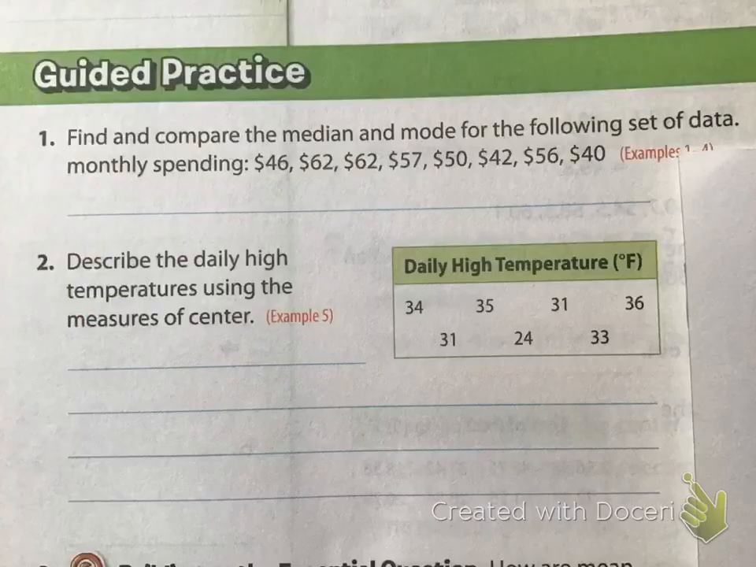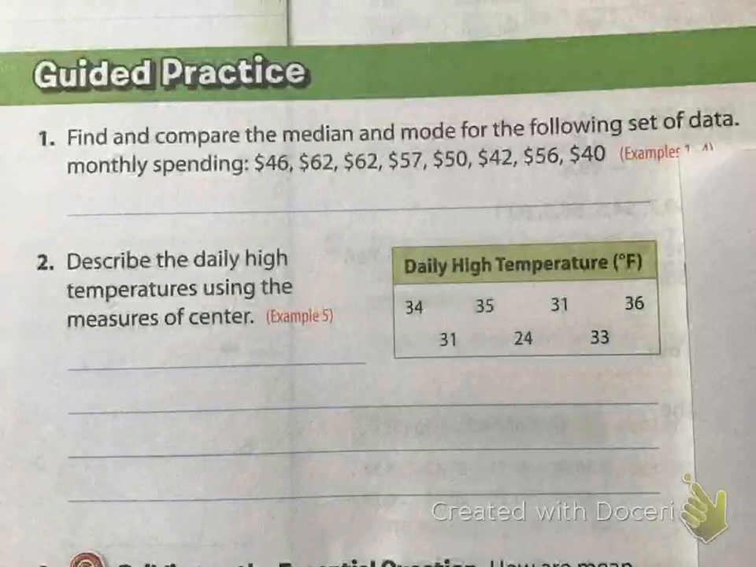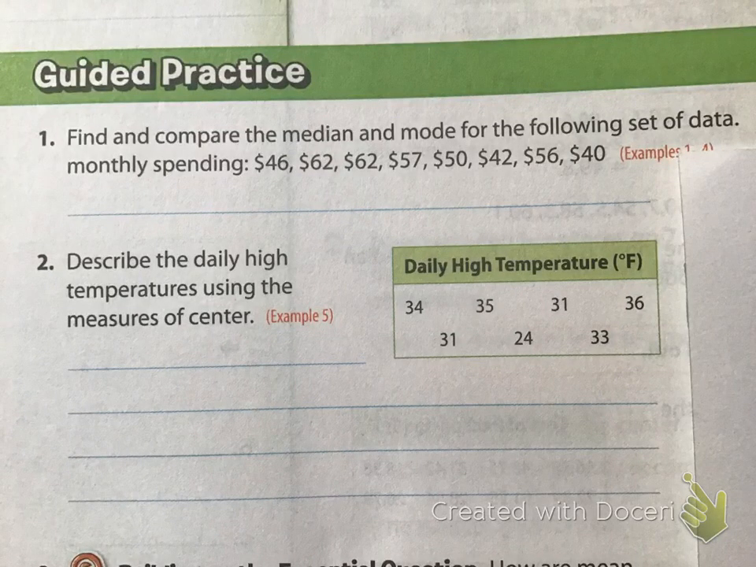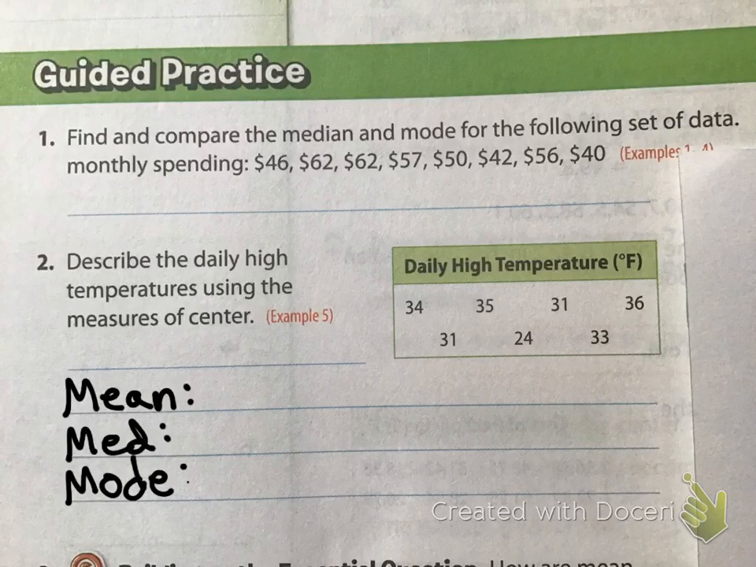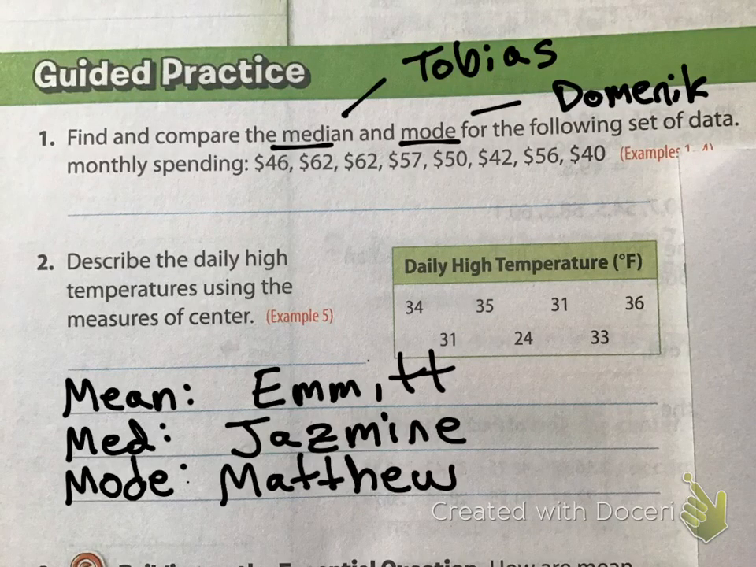That's craziness. So if we're doing the guided practice again, find and compare the median and the mode for the following set of data. And then for number 2, describe the daily high temperatures using the measure of center. So when we're doing measures of center, it means all of them. Here we only care about median and mode. Dominic, what's our mode?